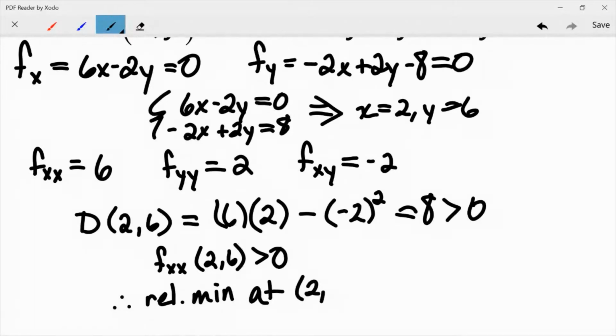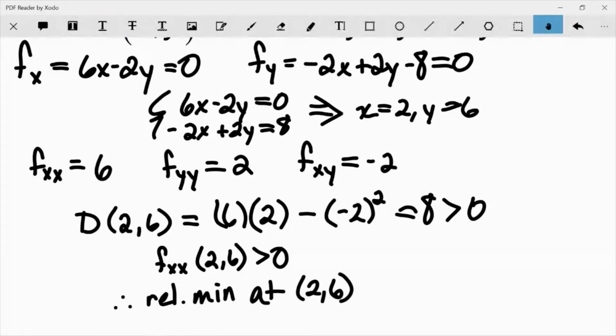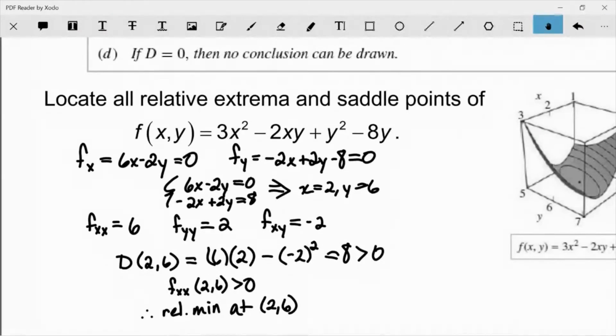And just like when we were in two-dimensional calculus, depending on what they ask you for, sometimes you need to report the point. Sometimes they're going to ask you for the actual function value. It just depends on how the question is worded in terms of what information we need to supply. Here I just gave the coordinate. I could easily go through and plug the point (2, 6) back into the function and get the corresponding function value.